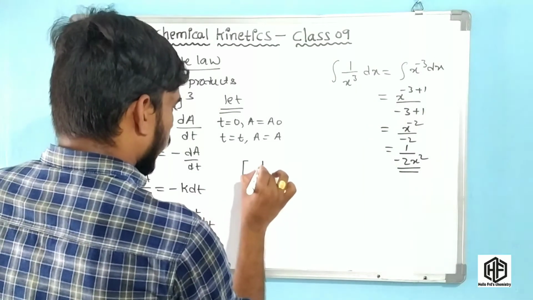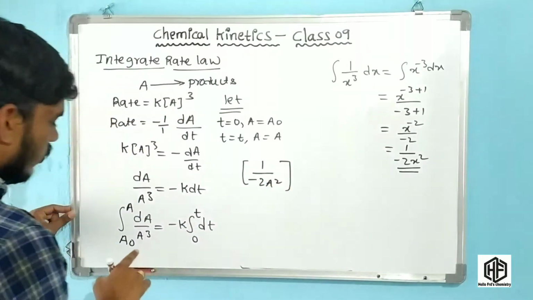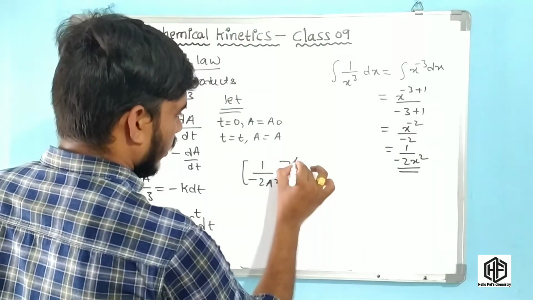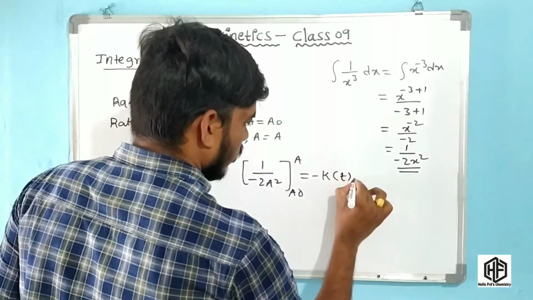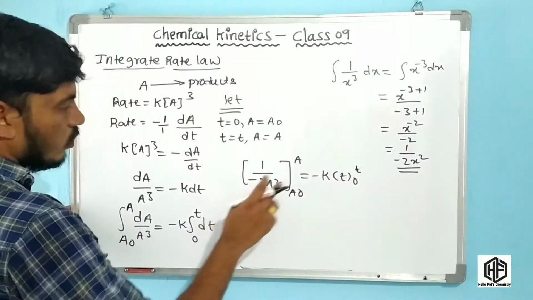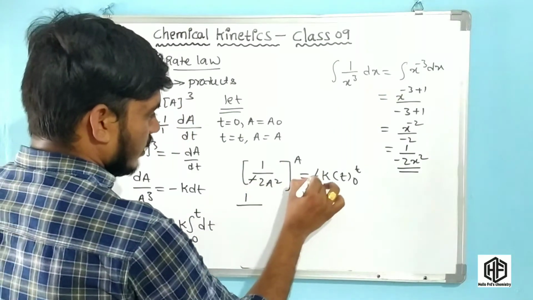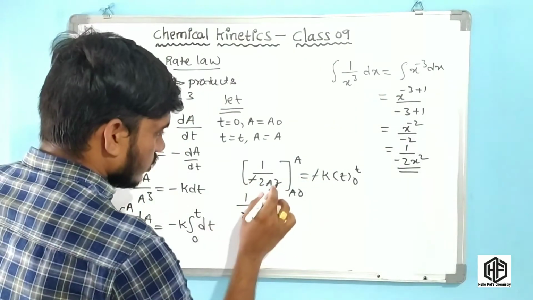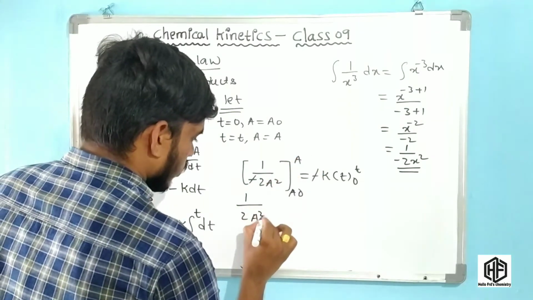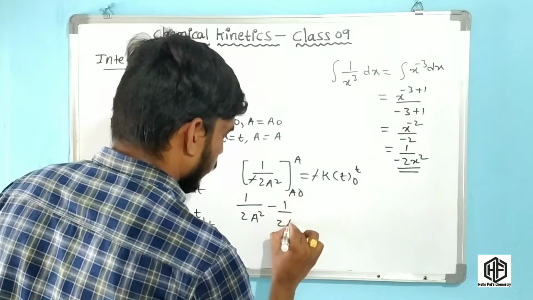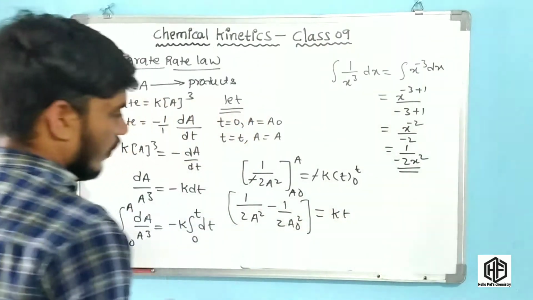So we get 1 by minus 2 into A square between the lower and upper limits, equal to minus K into the integration of dt, which is t, between 0 and t. Now these limits are substituted in this equation. The minus and minus cancel. We get 1 by 2A square at the lower limit, minus 1 by 2 A naught square at the upper limit, is equal to Kt.